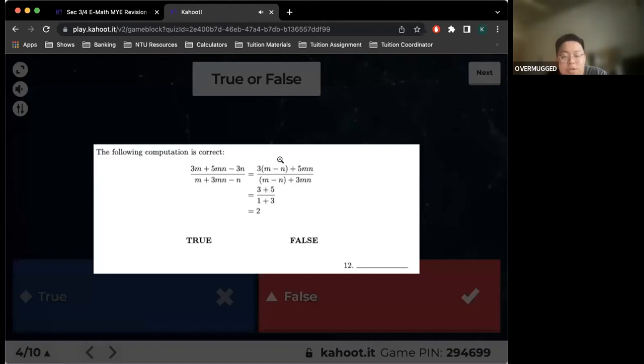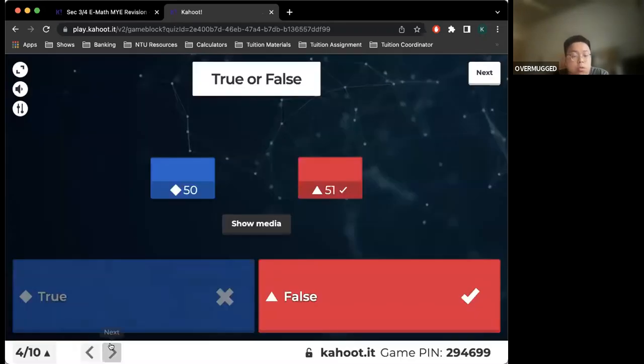Please don't ever do this in exams. This is a very bad, careless mistake. If you want to cancel, make sure you cancel only when every single term contains the same factor. So be careful. I should see who got zeros.